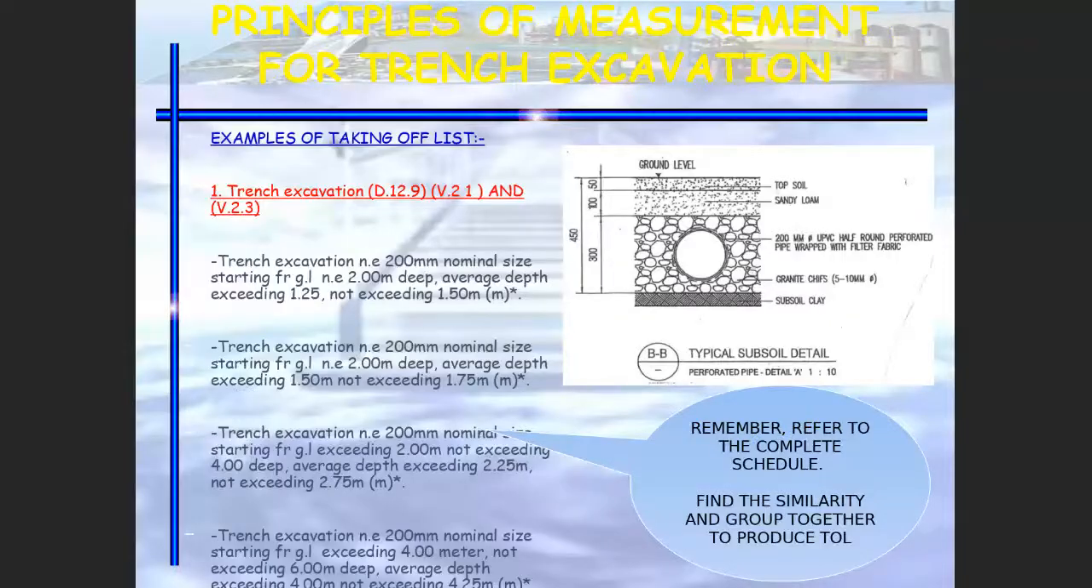Now, if you look at the item that you have to prepare in the taking off list, this is the example. Number 1, not exceeding 200 mm nominal size, but you can see that average depth is 1.25, this is 1.5. So the second one having different category. The third one having another category. So that one shows the difference. What shows the difference? That one must be clearly stated in the taking off list. Okay, look at the last one. Average depth exceeding 4 meter or exceeding 4.25.